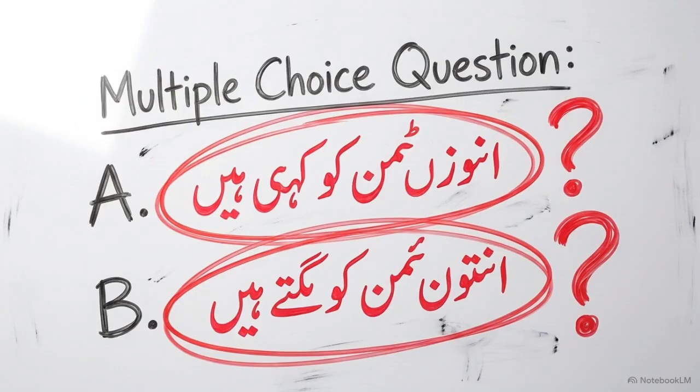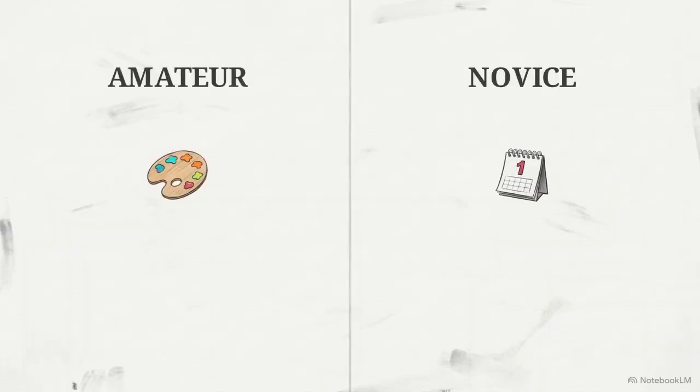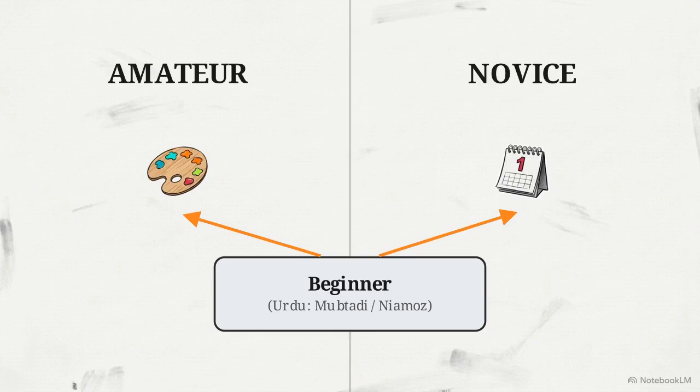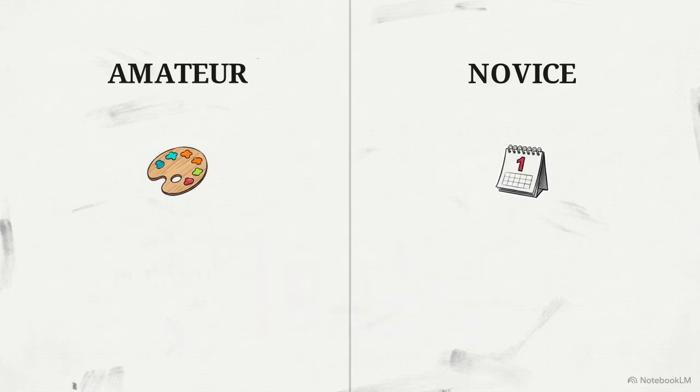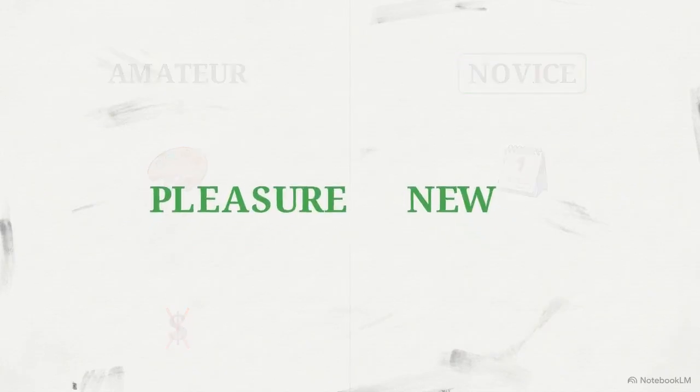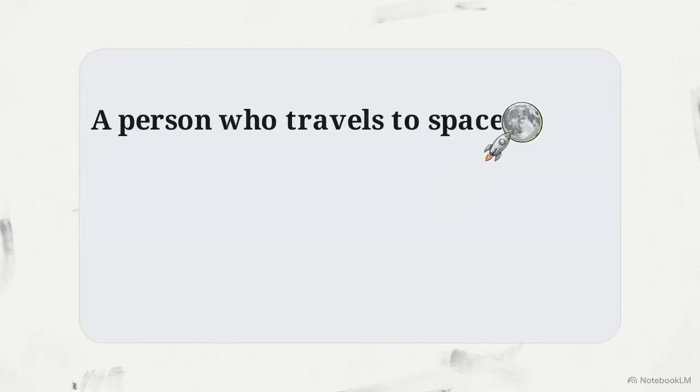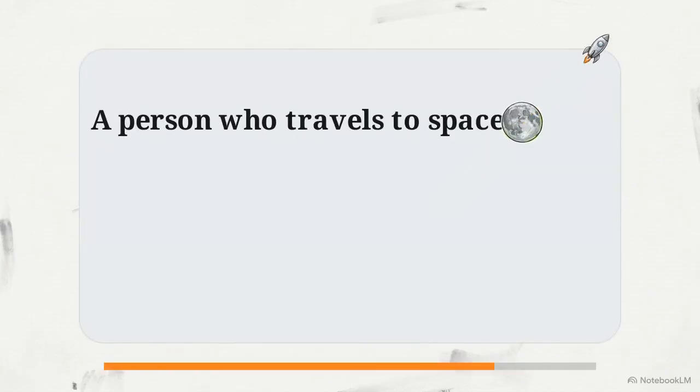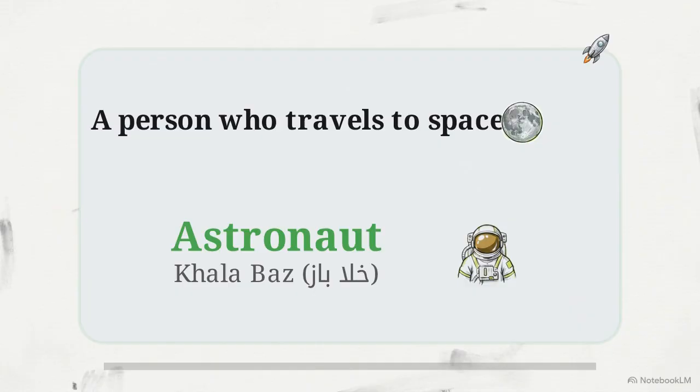Examiners set traps with options that share identical Urdu translations but have entirely different English contexts. Look at amateur and novice. Both might be translated as a beginner or someone lacking professional skill. Let's test this. Identify the specific trigger words in this prompt. A person who travels to space. You have 5 seconds. The correct substitution is astronaut or kalabaz.